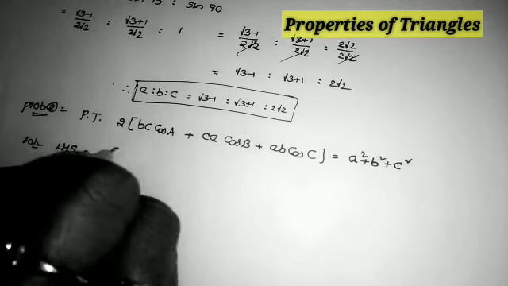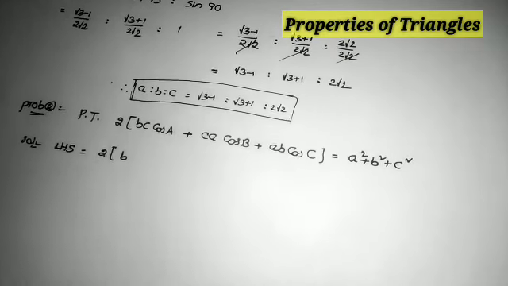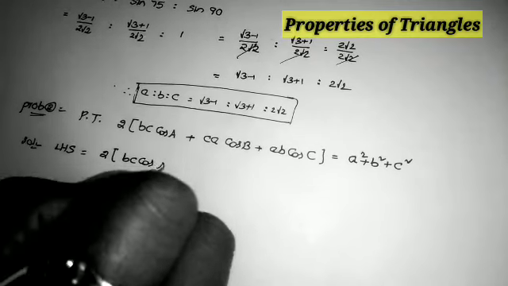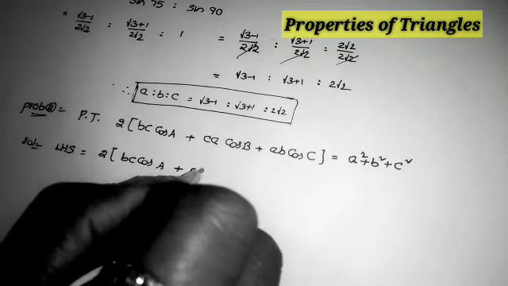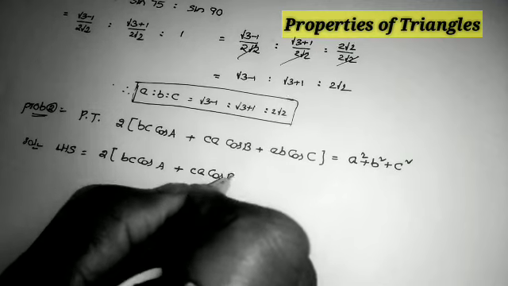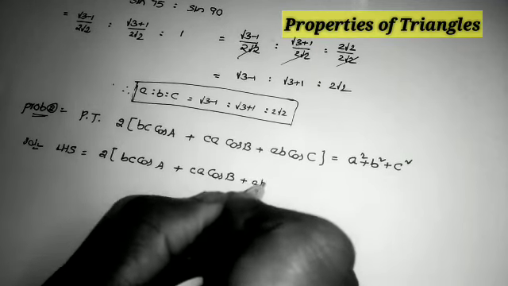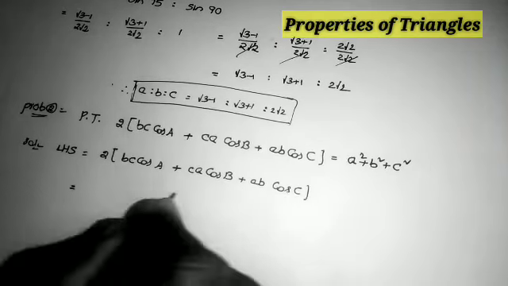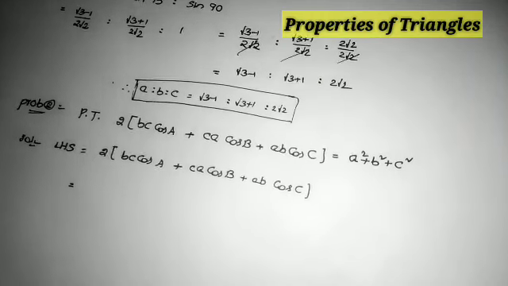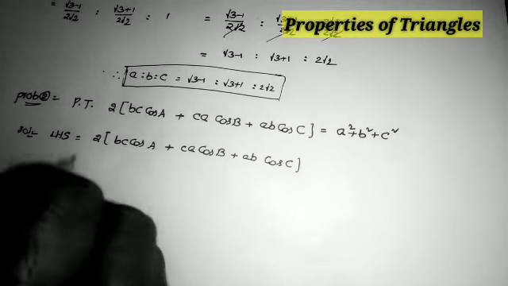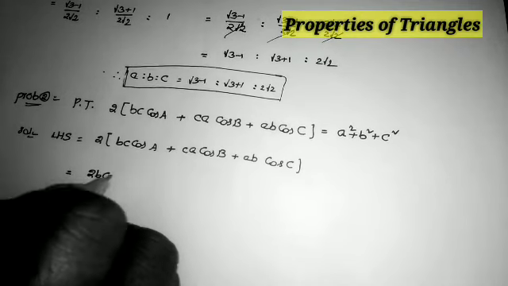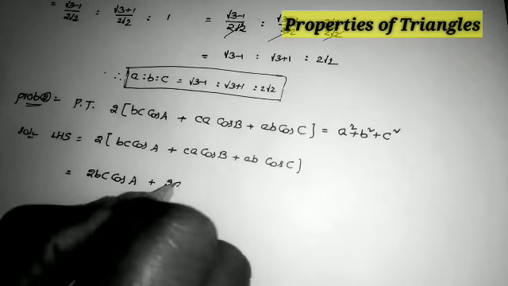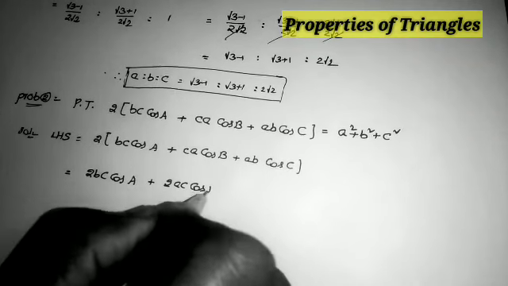LHS is equal to 2 into BC cos A plus CA cos B plus AB cos C. So first I am writing the LHS here and substituting the values of cos A, cos B, cos C. Before that I am multiplying the three values by the 2 here. That is, in the next step, this value is equal to 2BC cos A plus 2AC cos B plus 2AB cos C.